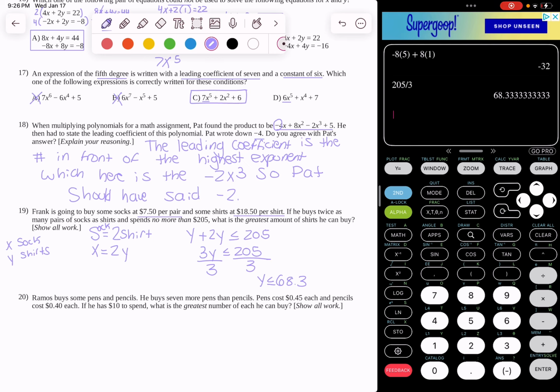So right now, the greatest amount of shirts that he could buy can't be 69 because that would be greater than 68.3, so it would be 68. So the greatest number of shirts he can buy is 68. Good.